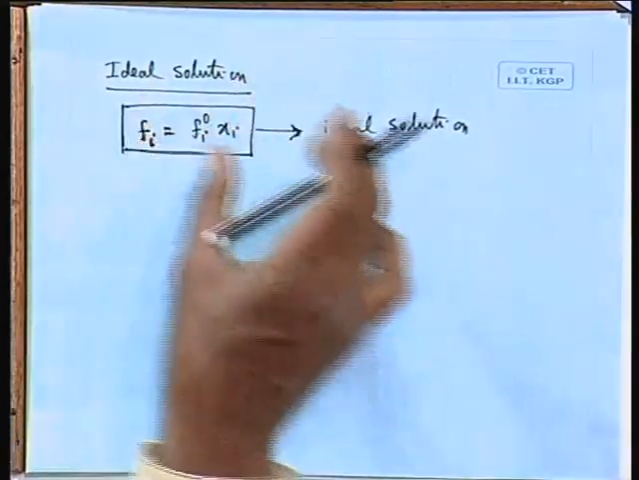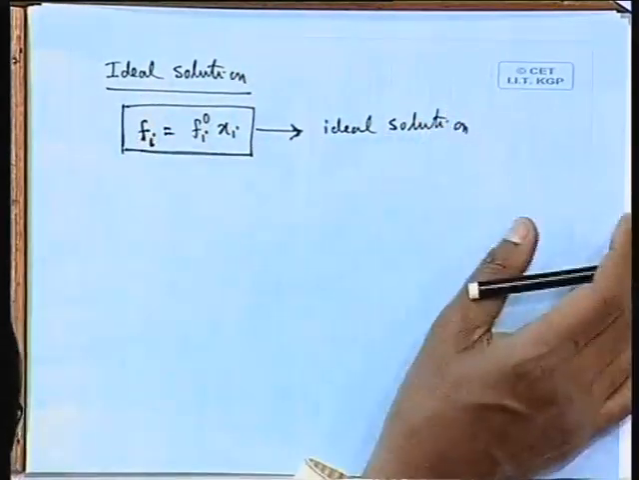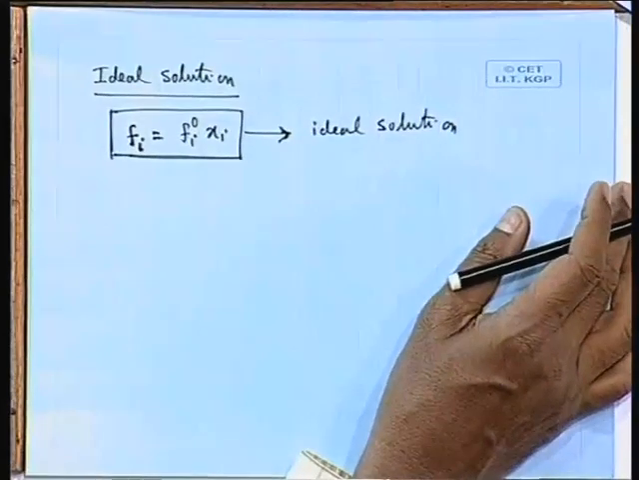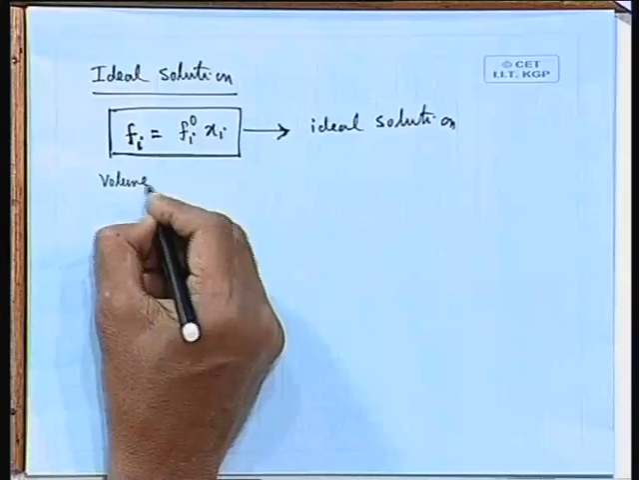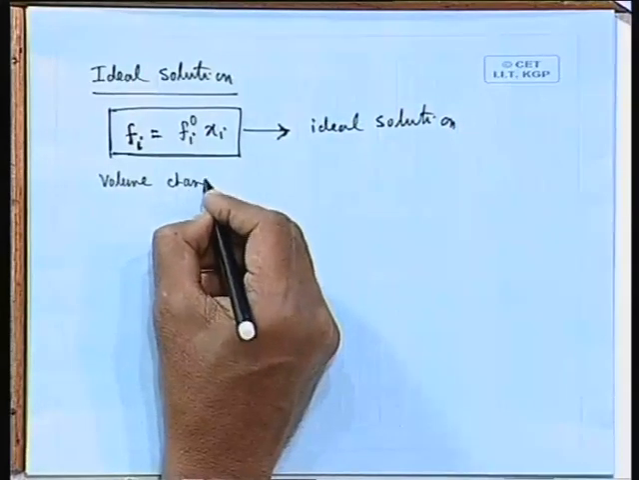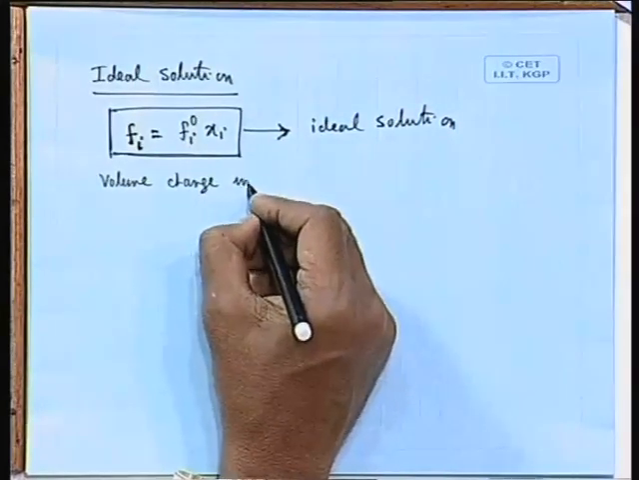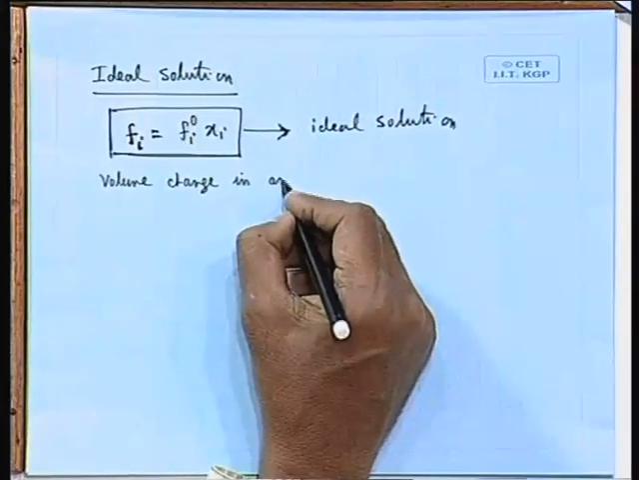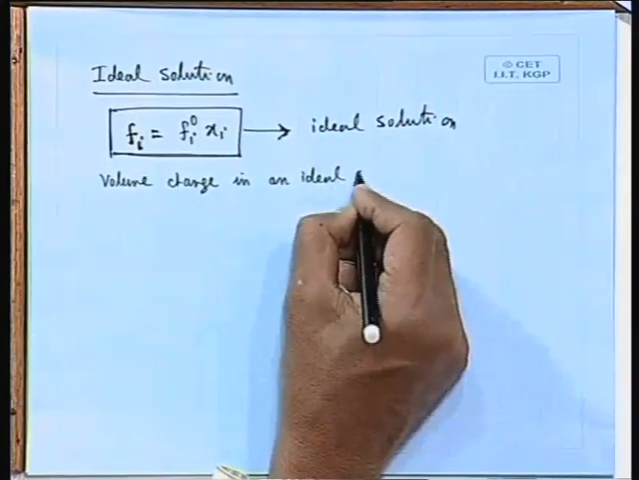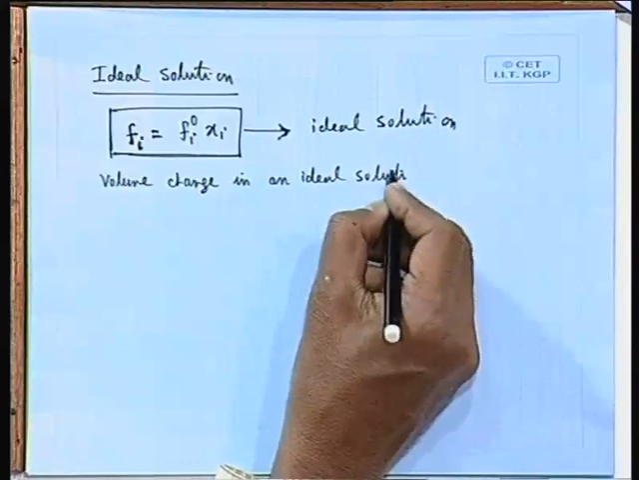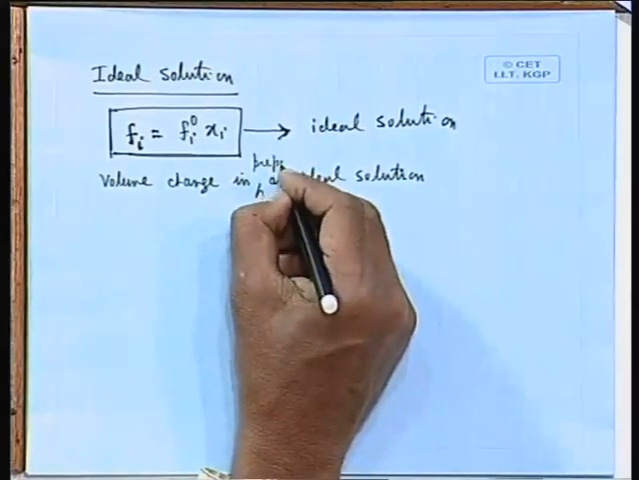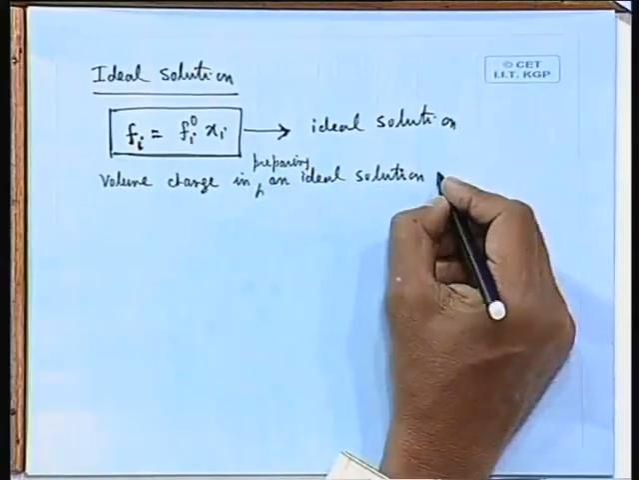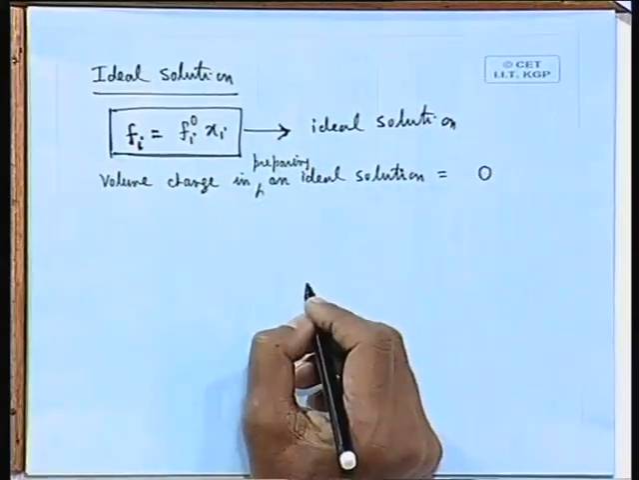Now with this as a hypothesis of an ideal solution, we have certain corollaries of the ideal solution. That is, the volume change in mixing is 0. Volume change in preparing an ideal solution is equal to 0. How do I prove it?